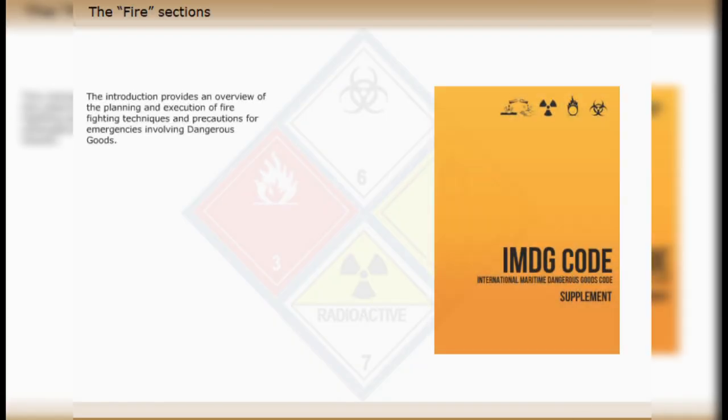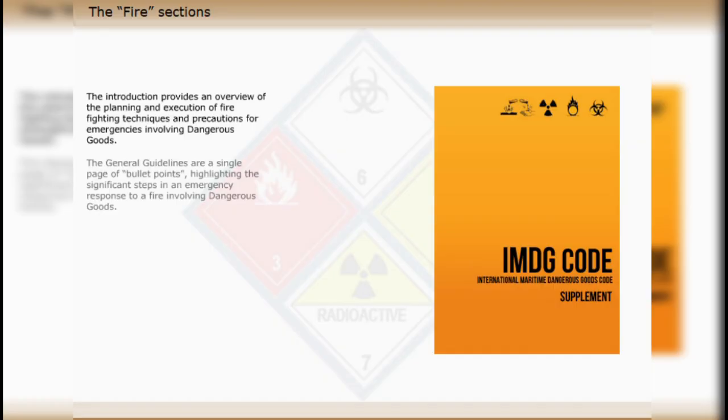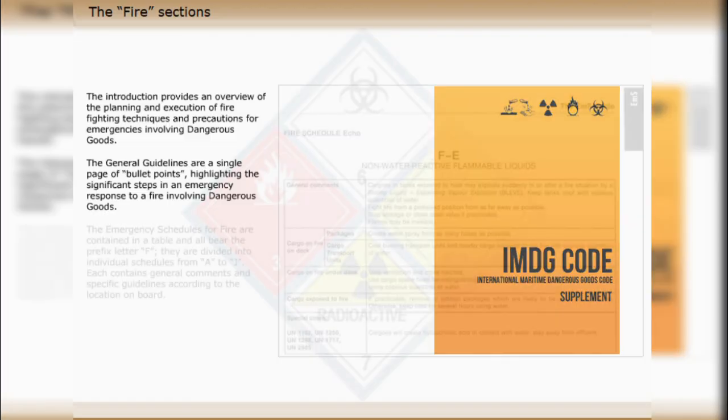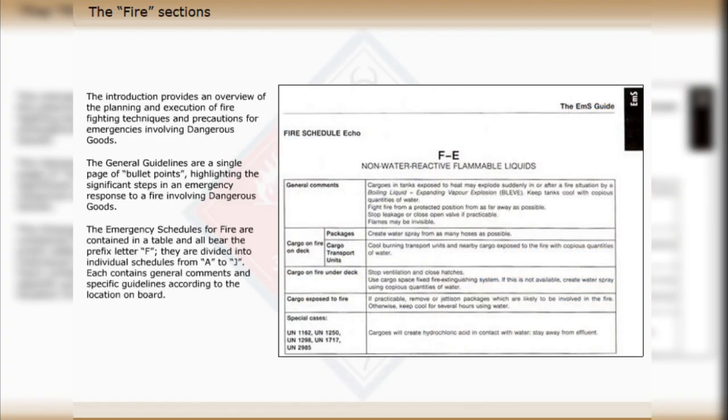The introduction provides an overview of the planning and execution of firefighting techniques and precautions for emergencies involving dangerous goods. The general guidelines are a single page of bullet points highlighting the significant steps in an emergency response to a fire involving dangerous goods. The emergency schedules for fire are contained in a table and all bear the prefix letter F. They are divided into individual schedules from A to J.